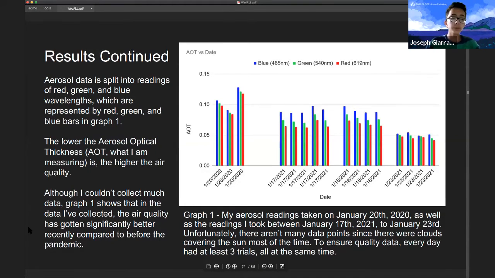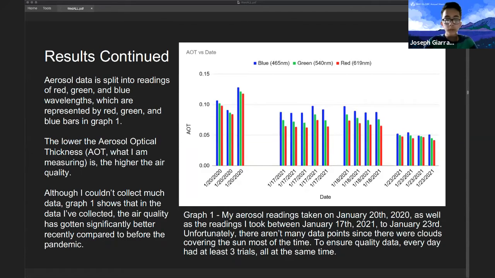Aerosol data is split into readings of red, green, and blue wavelengths of light, which are represented by the red, green, and blue bars on the graph. And the lower the AOT is, the higher the air quality. I couldn't collect much data because there were clouds in the way, but the graph shows the data that I was able to collect, and the air quality got significantly better compared to before the pandemic.